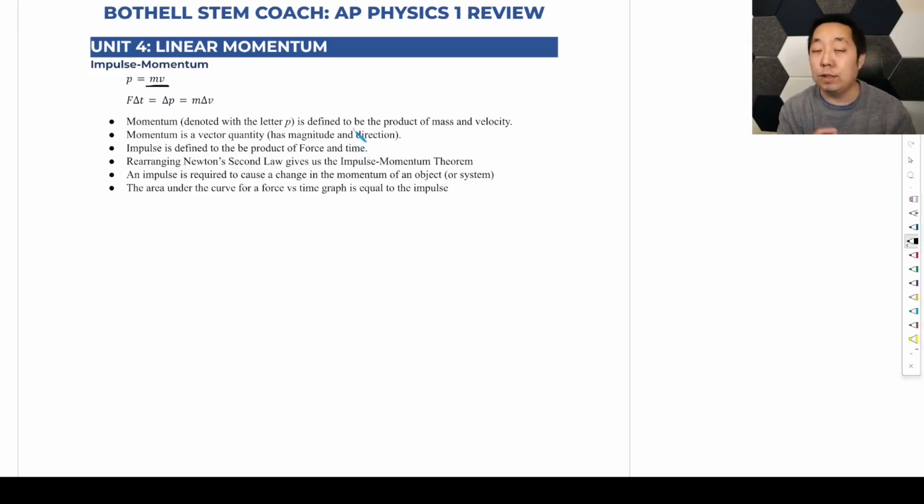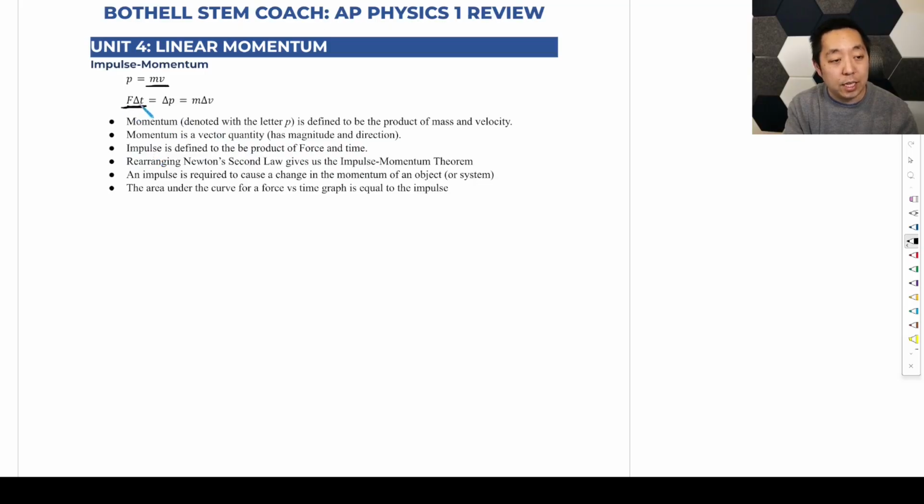Unlike work and energy, we didn't have to worry about the directions in terms of like x component of work or x component of energy or anything like that. We only had a scalar quantity, but for linear momentum, we do have to consider the vector nature of it. Okay, momentum is a vector quantity.